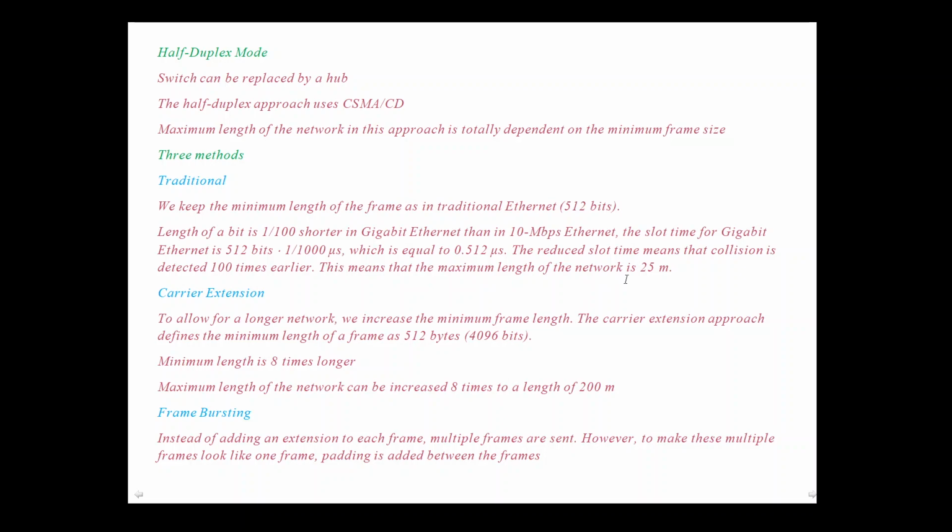The second method is carrier extension. To allow for a longer network, we should increase the minimum frame length. The carrier extension approach defines the minimum length of a frame as 512 bytes. So this is 8 times longer.